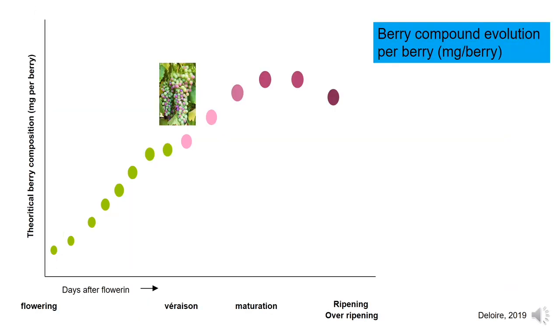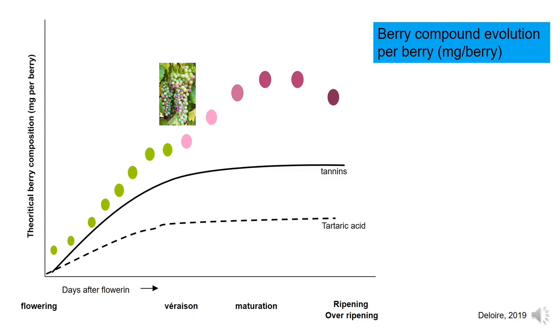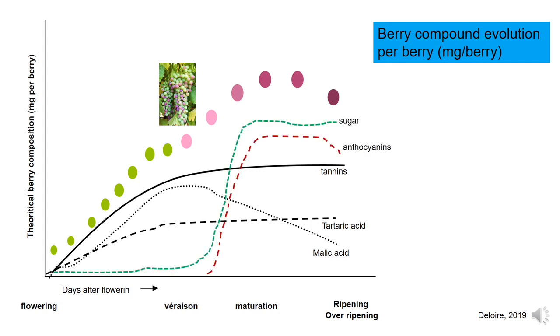This figure is showing that some important compounds that will affect wine composition and wine styles are accumulated either before veraison during the green growth stage or after veraison during the ripening stage. The tannins, for example, and the organic acids are accumulated before veraison. And malic acid will decrease from veraison onwards. Other very classical compounds, sugar and anthocyanins, will be accumulated from veraison onwards.